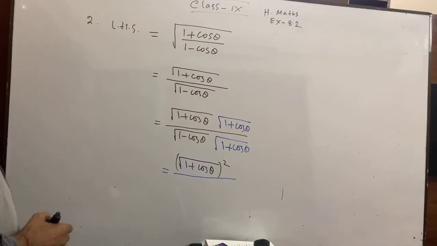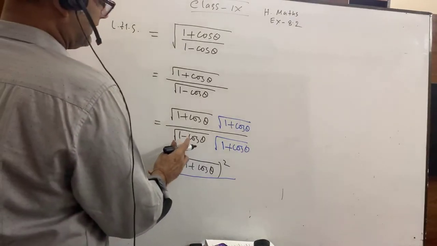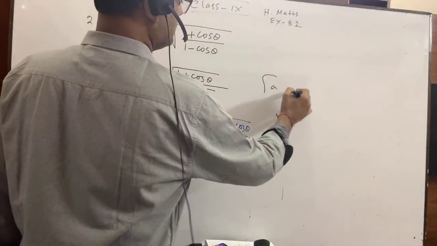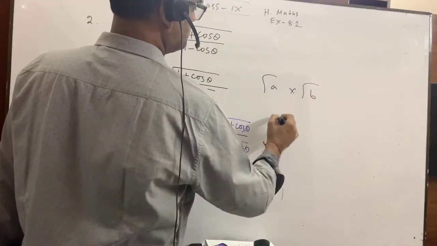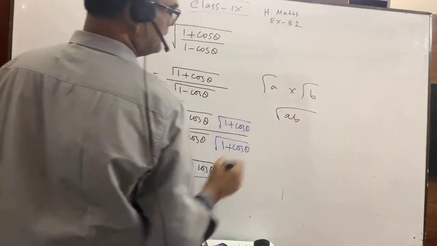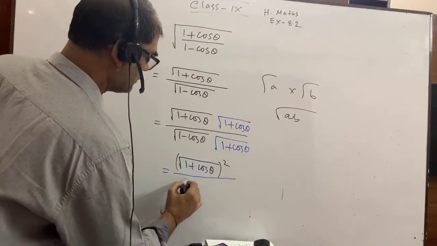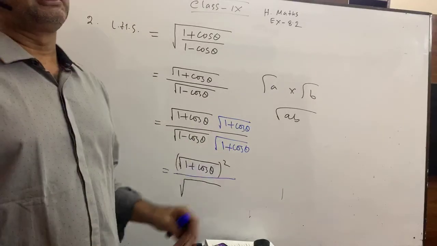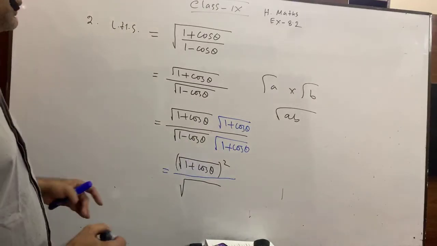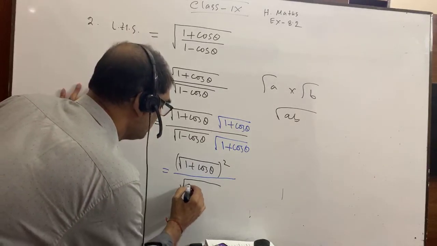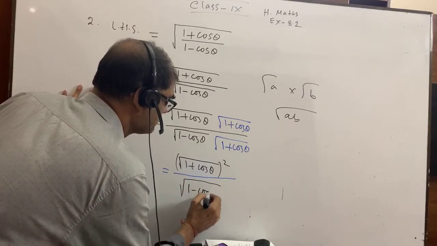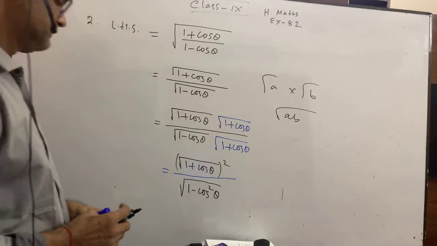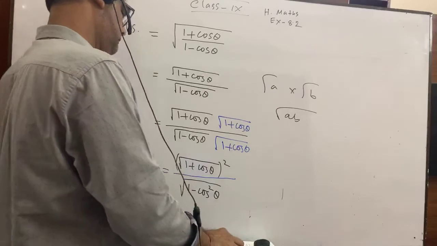And you see in the denominator a minus b into a plus b. Suppose you have got this root a into root b, then what should be written? Root over ab. So I can give a square root at a time, and it is a minus b and it is a plus b. What is the formula? A square minus b square. That means 1 minus cos square theta. Right? Okay.